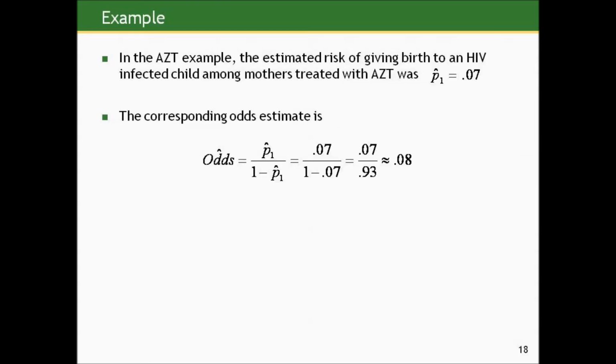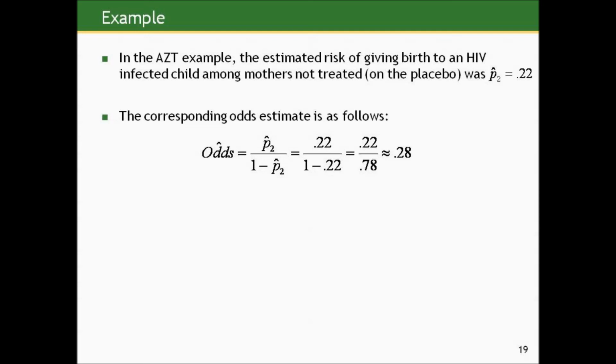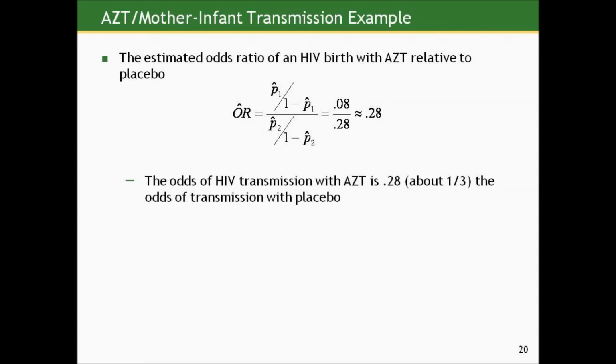So in our HIV-AZT example, the estimated risk of giving birth to an HIV-infected child among mothers treated with AZT was 7%. The corresponding odds estimate is 7% divided by 1 minus 7%, or 0.07 divided by 0.93. The odds is close to the risk here. It's about 0.08. In the placebo group, the estimated risk of giving birth to an HIV-infected child among mothers not treated was 22%, or 0.22. And the corresponding odds would be 0.22 over 1 minus 0.22, which gives an odds of 0.28, which is higher than the observed risk.